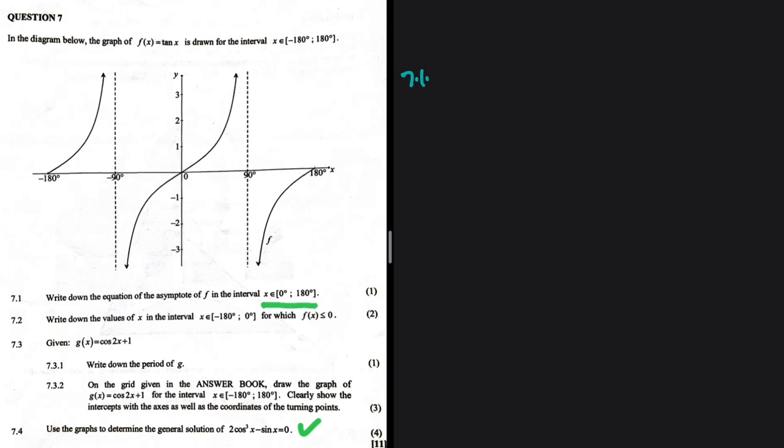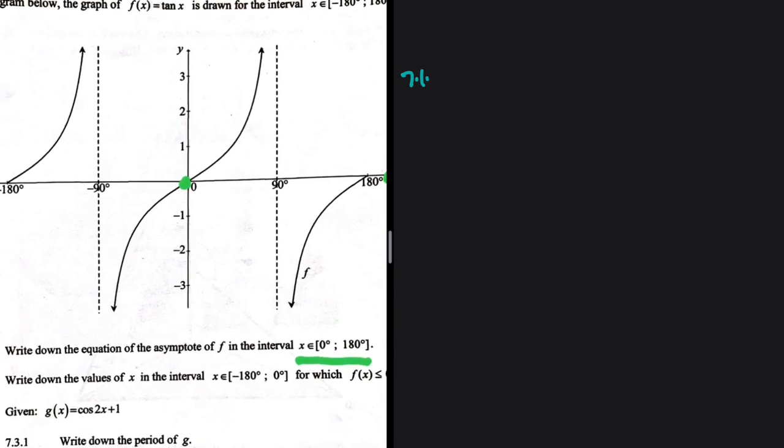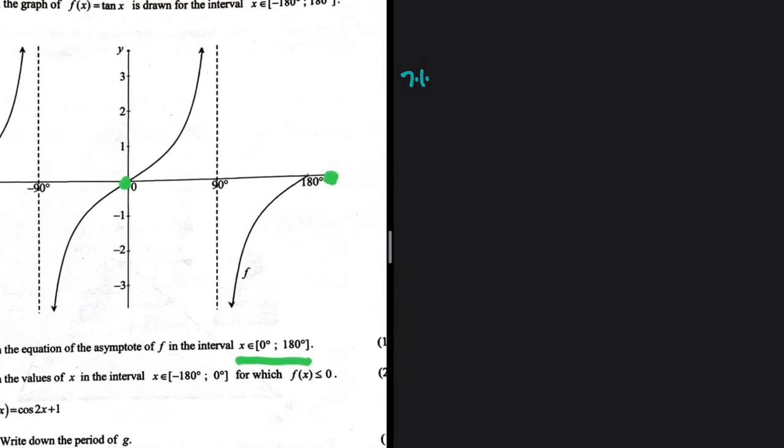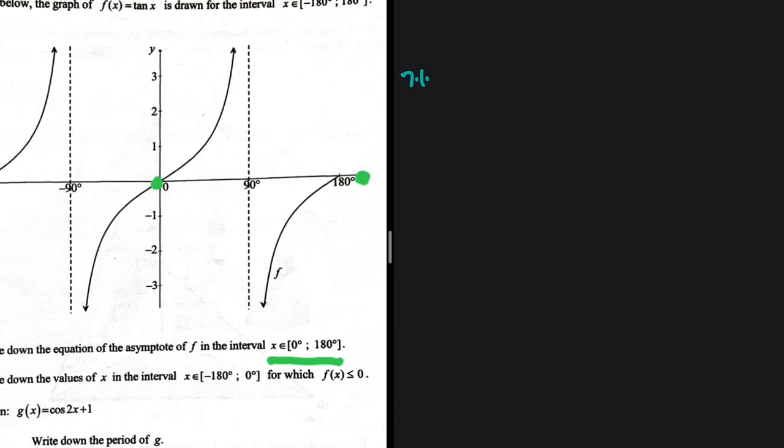So we wanted the equation of the asymptote of f in the interval x runs from 0 to 180. Let me show you what happens here. So we have to focus on only this interval. If you look at anything else, it is wrong. You need to focus on only this interval. Let me show you what I mean by that.